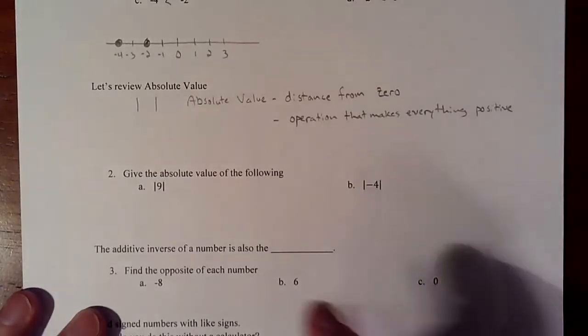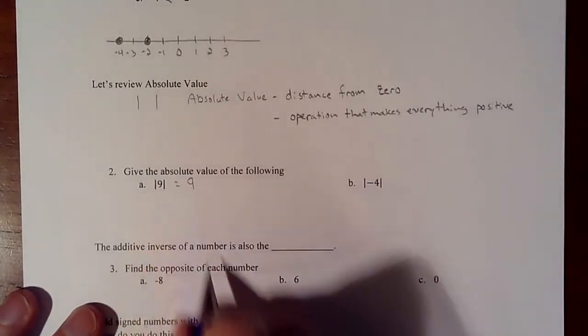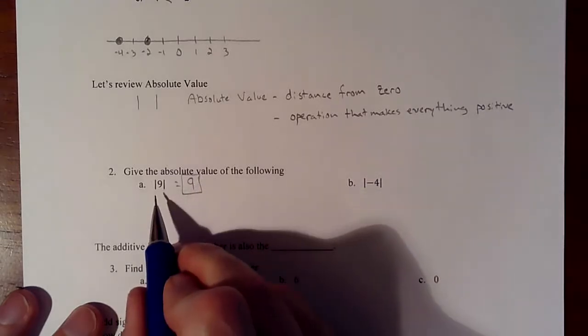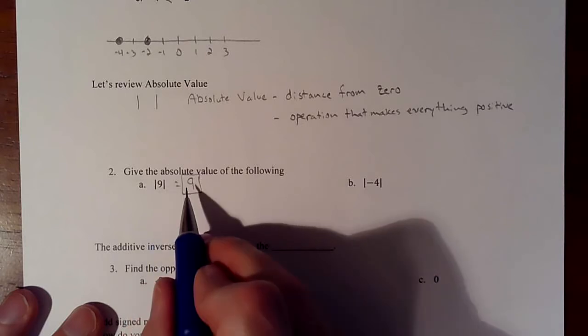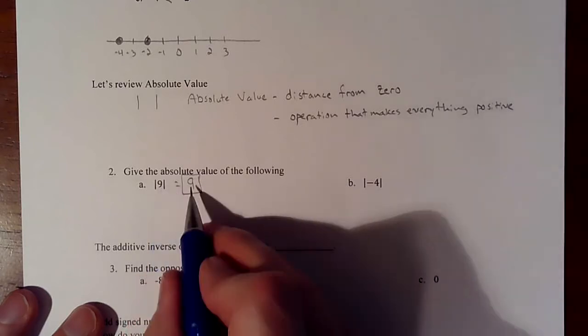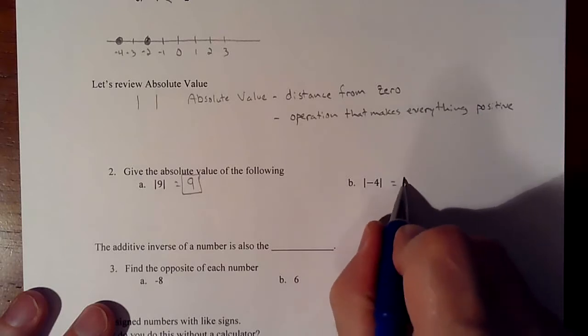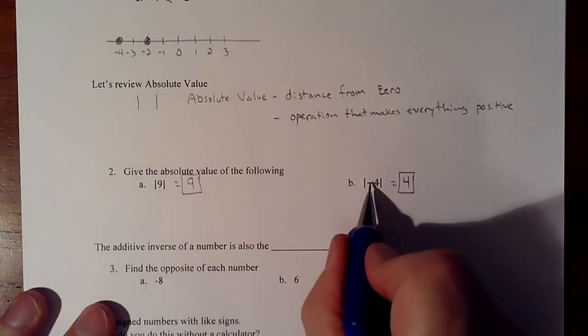So for example, the absolute value of 9 is 9. The reason is the distance away from 0 on a number line, from 0 to 9, is 9. So the absolute value of +9 is +9. The absolute value of -4 is +4. It makes everything positive because it's a distance.